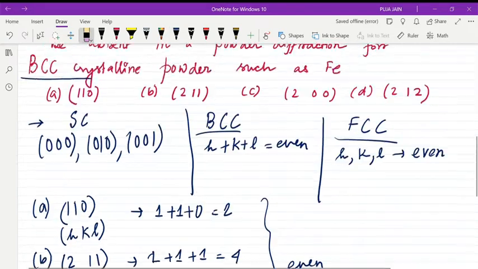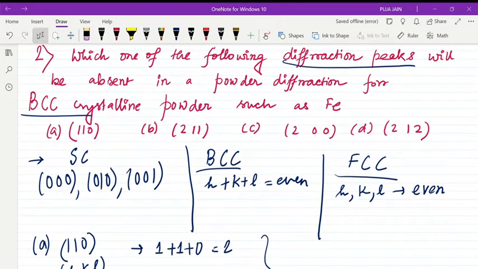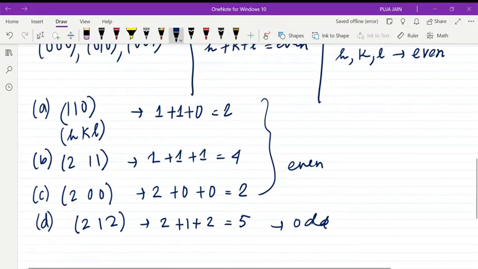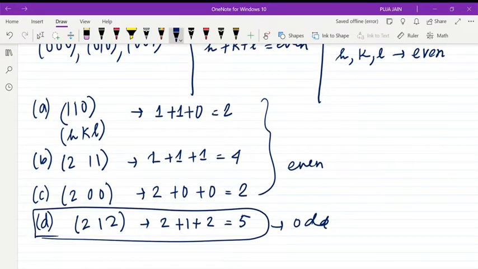But in the question they have asked which one of the following diffraction peaks is absent, that is, which one is not allowed. So clearly we can say that option D is the answer, which is odd, which we are getting after the addition of H plus K plus L.